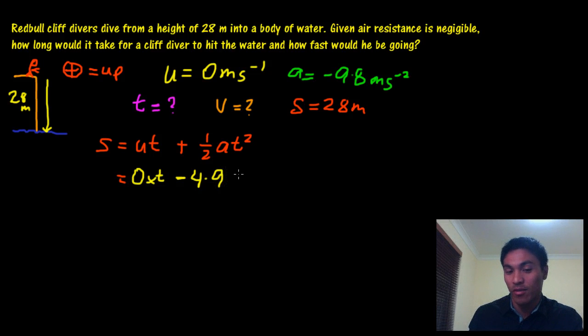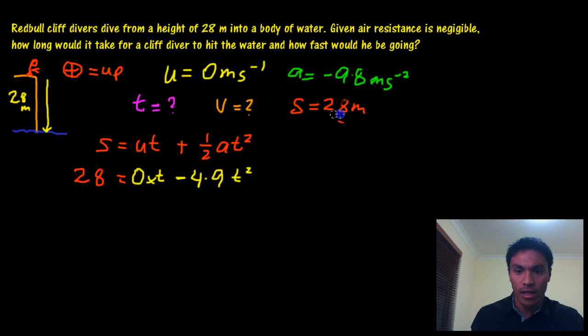I don't know if my 9 looks a little bit strange, but I'm getting used to this pen, by t squared. Okay, so it actually ends up being the displacement, and I can already chuck that in. Let's put the displacement in red. The displacement 28 equals 0 minus 4.9 t squared.